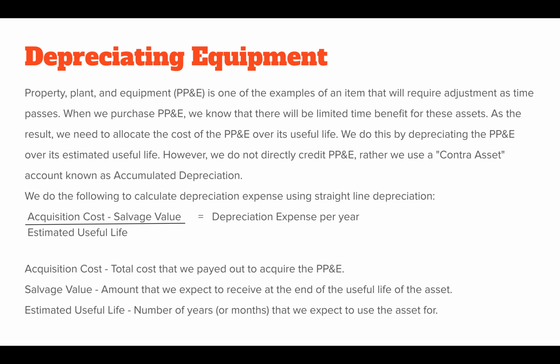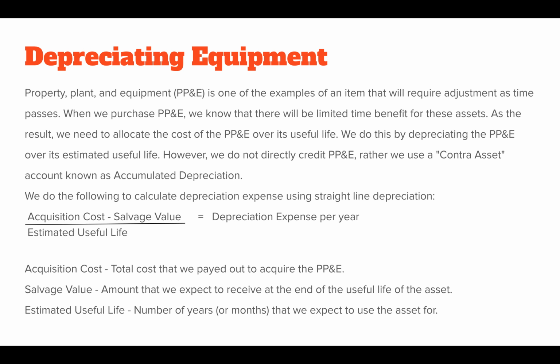So when we're purchasing equipment, that equipment is an asset. Once I start using the asset, I need to record that cost or the use of that equipment, and I do that through depreciation expense. However, we do not directly credit property, plant, and equipment. Rather, we use a contra asset account known as accumulated depreciation.